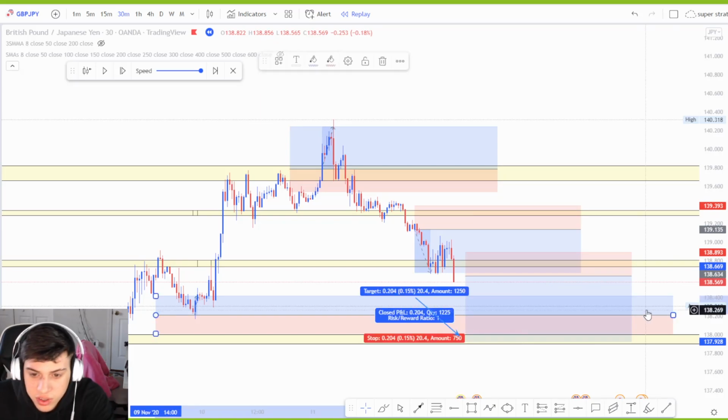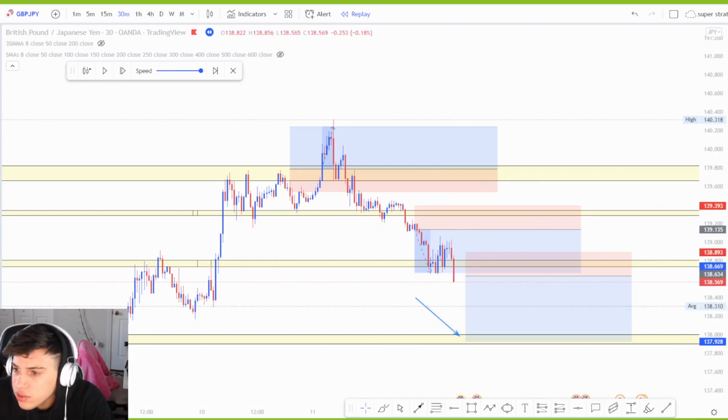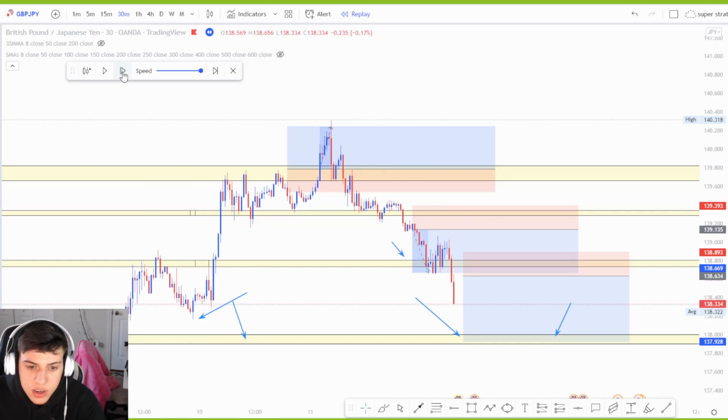Let me go ahead and delete this one here. Since we broke this zone, guys, we are now going to target our next zone. Why? Because these zones are like magnets. Now we do have to be careful with this zone here because it is a smaller zone, but by that time we would have already hit take profit.